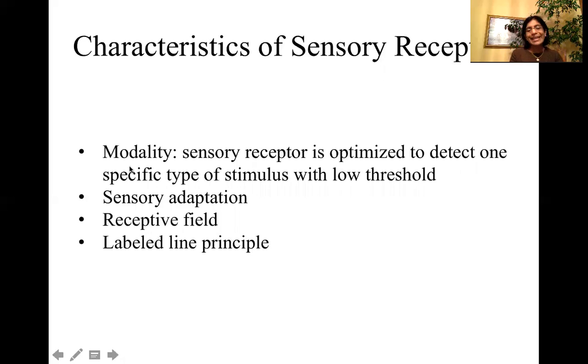A modality, what is that? A sensory receptor is optimized to detect typically one specific type of stimulus. And how does it know to detect just one type?